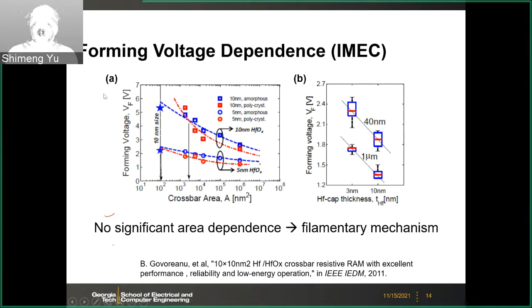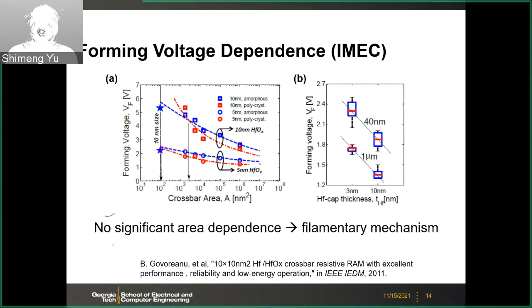So forming is the first step to initiate the RRAM switching. So typically in the RRAM device, the first time programming is higher voltage. And then in the following switching, you can use lower voltage. I mean higher voltage typically like 3 volts, lower voltage maybe 1 or 2 volts.